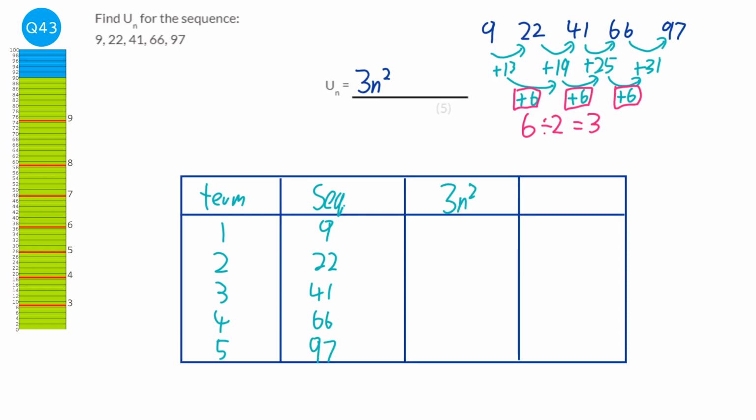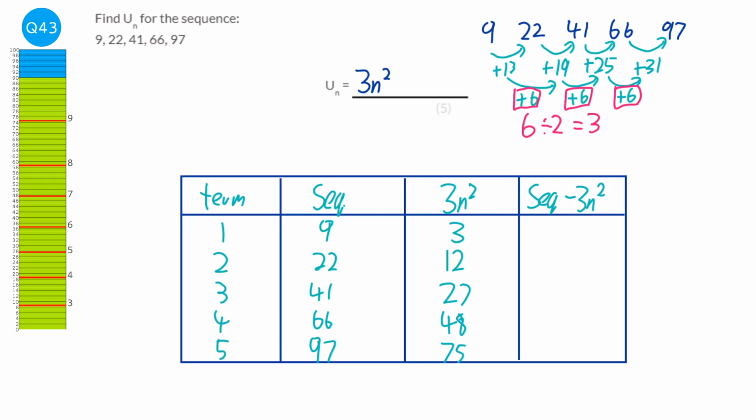So we're going to do 3 times 1 squared, which will be 3, 3 times 2 squared, which will be 12, and then 3 times 3 squared, 27, 3 times 4 squared, 48, 3 times 5 squared, 75. And we're just going to remove that from our sequence. So we've got our sequence, and we're removing the 3n squared bit because we know what that is. We've already answered that part.